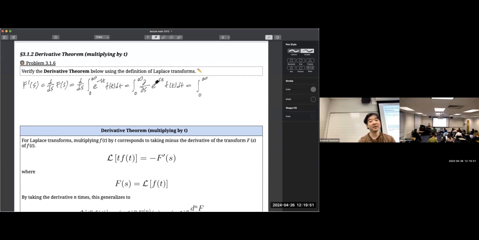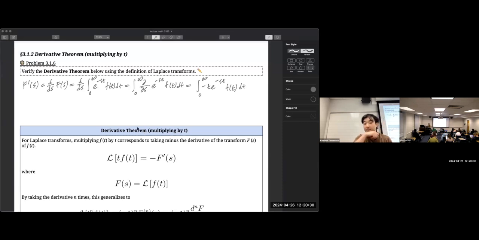So let's look at this e to the negative st. What's the derivative of that with respect to s? You're going to pretend like t is some constant, so you have to do the chain rule. What's the derivative of negative st if t is a constant and s is the variable? It's going to be negative t e to the negative st. And the f of t is a constant as well from the perspective of s being the variable. So you have this.